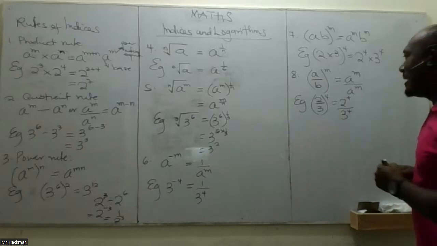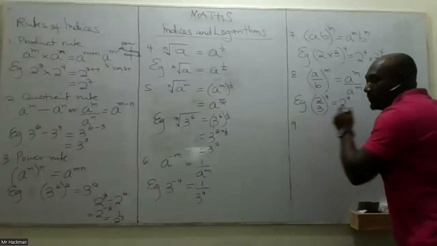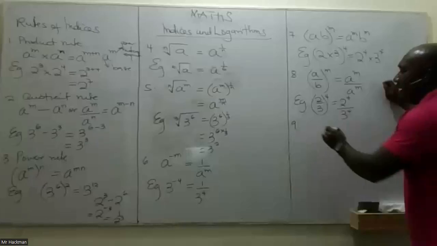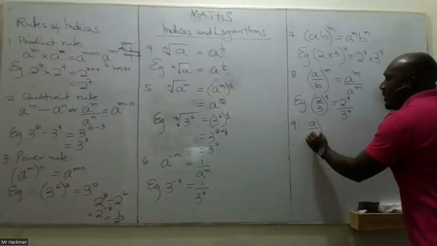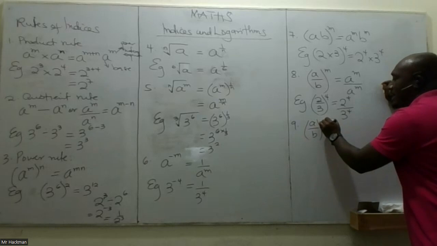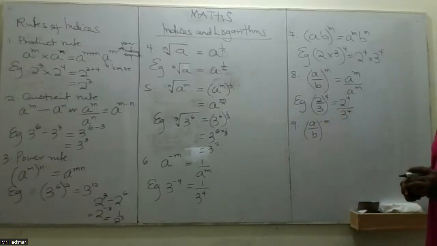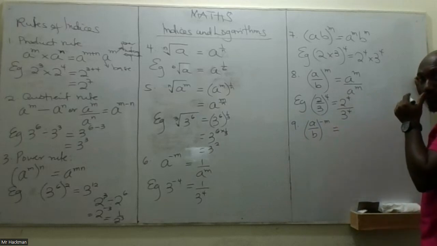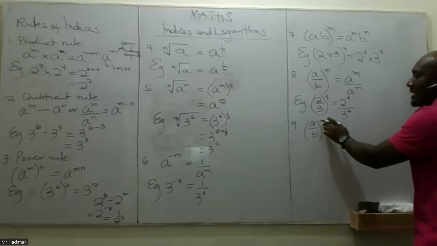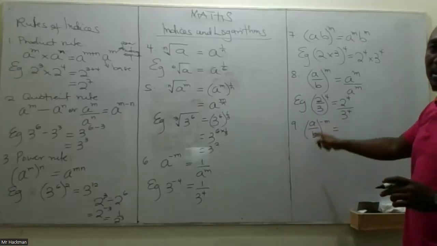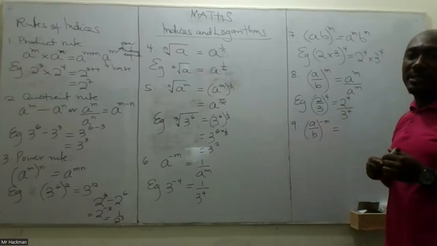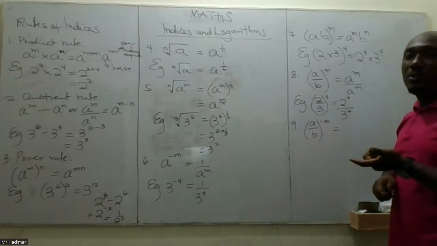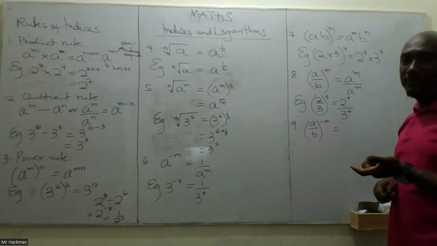Point well made. Yes, please. And the last but not the least rule: my a over b, this time round, is raised to a negative exponent. Anytime you see a fraction raised to a negative exponent, you invert the fraction, then change the exponent to positive. Should I come again, or is my point well made?